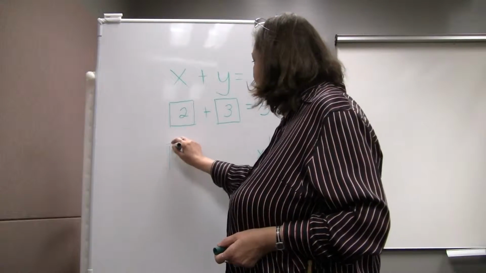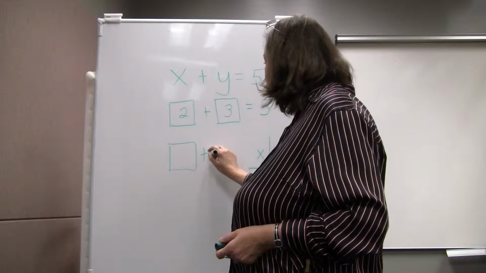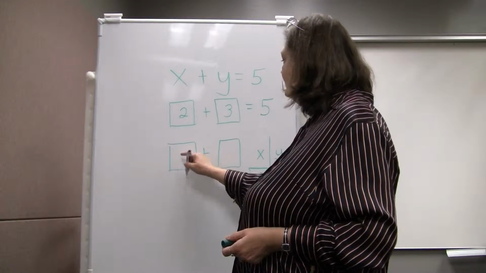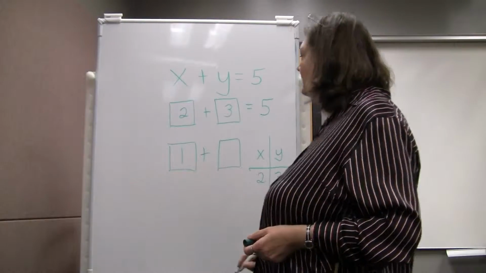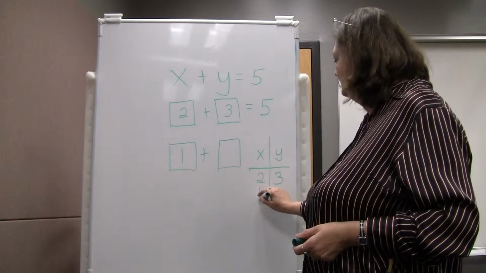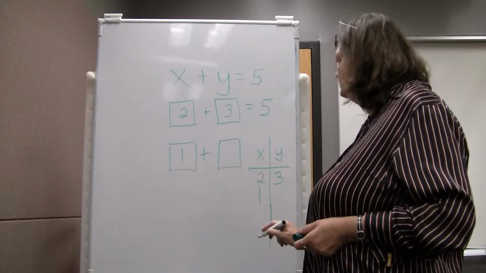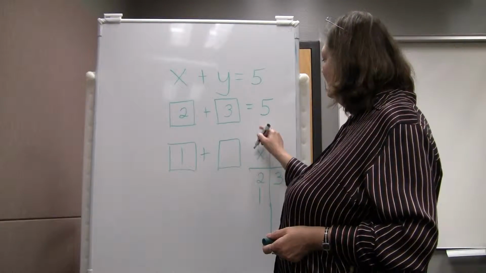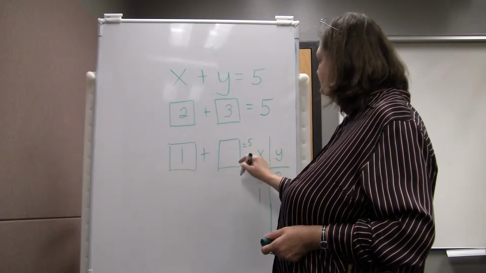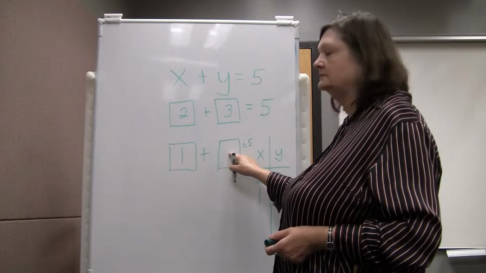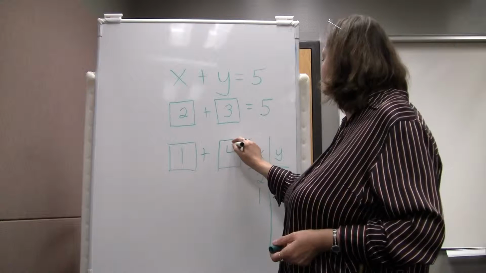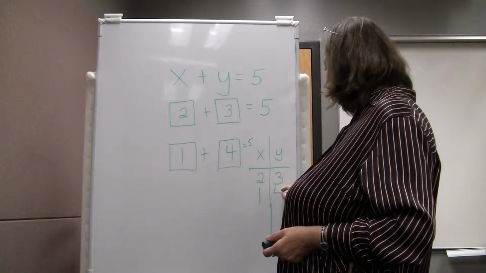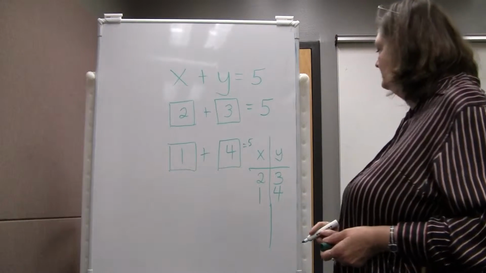Let's draw our boxes again. This time, we're going to say that x is 1. Put that over here on our little table. Well, if 1 plus something is 5, what does y have to be? Well, 4, right? So when x is 1, y is 4.